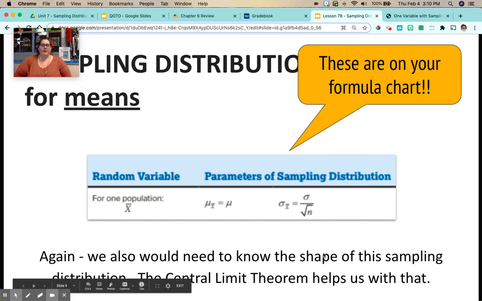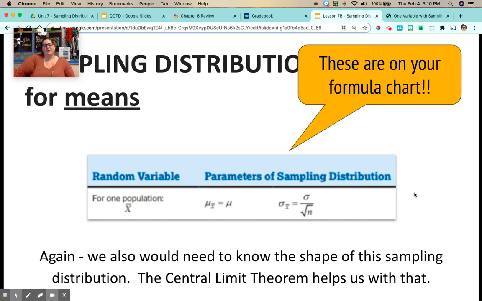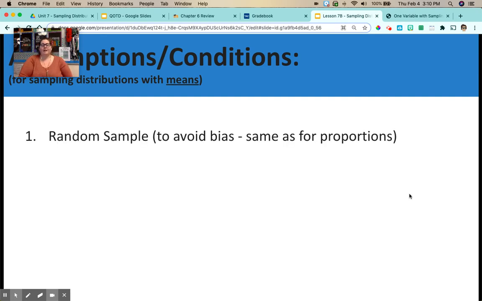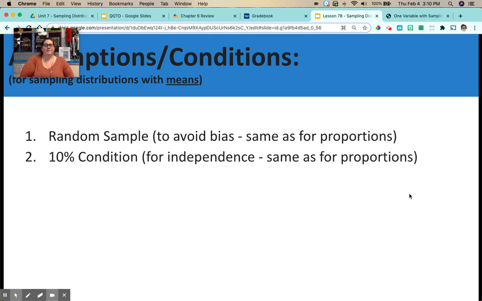And again, we need to know the shape of that sampling distribution, and more specifically, whether the shape is normal or not. And that's what the central limit theorem helps us with. So let's look at our assumptions and conditions for sampling distribution problems with means. First two are going to say exactly the same as for proportions. So we still check that we have a random sample to avoid bias, and we still check that 10% condition to check for independence between trials, same as for proportions.